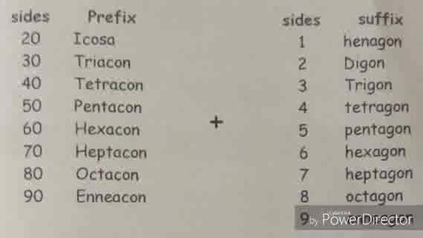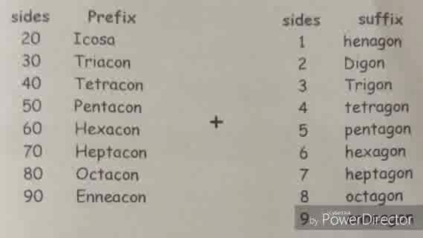An example in constructing polygon names is the polygon that has 21 sides. In naming it, you just add the prefix for 20, which is icosa, plus the suffix for 1, which is henagon. So we name it icosihenagon. The polygon that has 22 sides can be named icosidigon, which means the prefix for 20 is icosi and the suffix for 2 is digon.